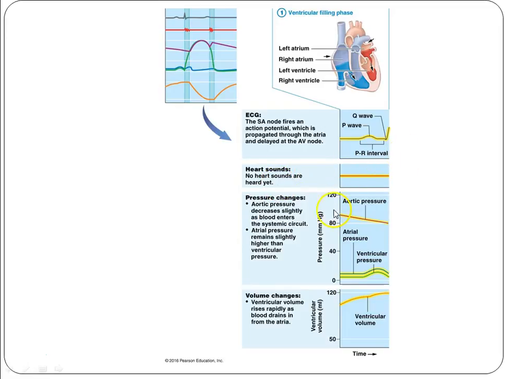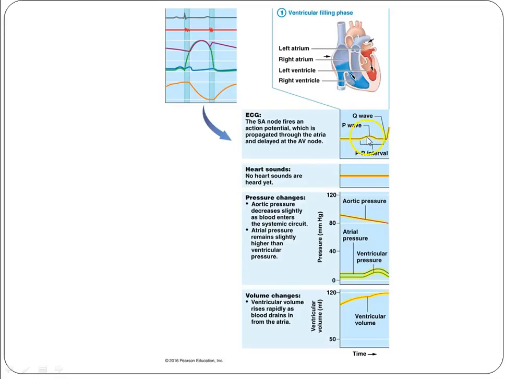There's no heart sounds. The aortic pressure, we're not going to talk as much about what's happening with that here. It's decreasing slightly because blood is continuing to flow through the systemic circuit. But if we look at the ECG, this is when the SA node is going to fire an action potential. And that action potential is going to spread throughout the atria and eventually get to the AV node.